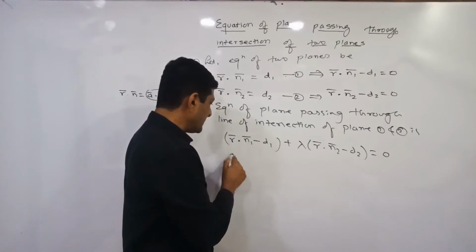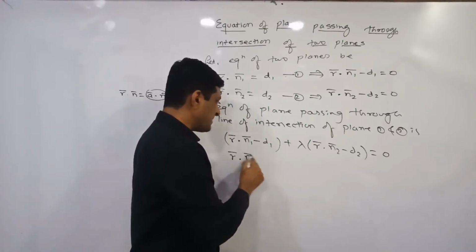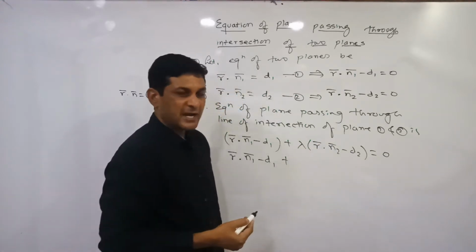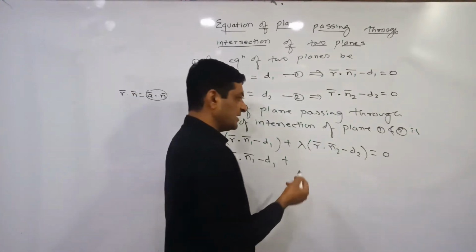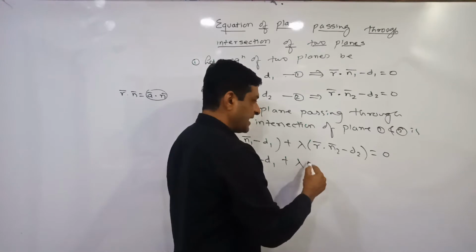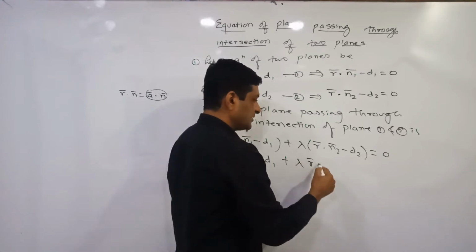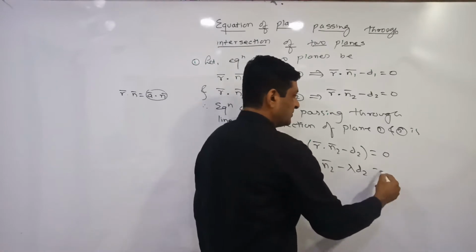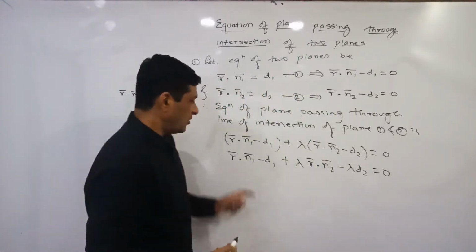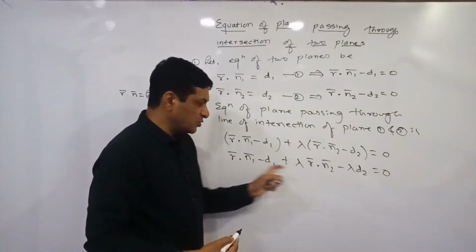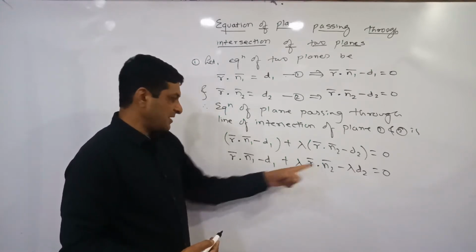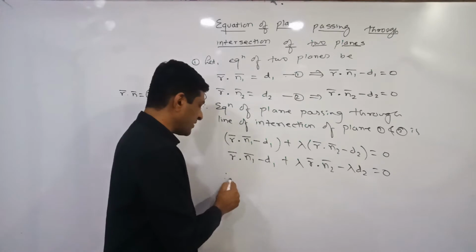So r bar dot n1 bar minus d1, keep it as it is. I am multiplying lambda to both the terms in this bracket. So what we get here is lambda r bar dot n2 bar minus lambda d2 is equal to 0. Now how many terms of r bar are there? Two terms. We are taking r bar dot common from these two terms.